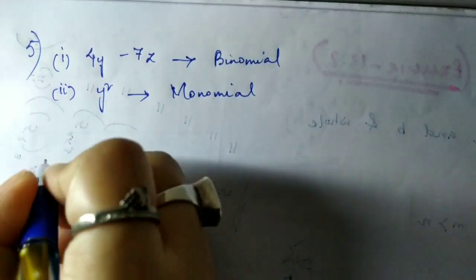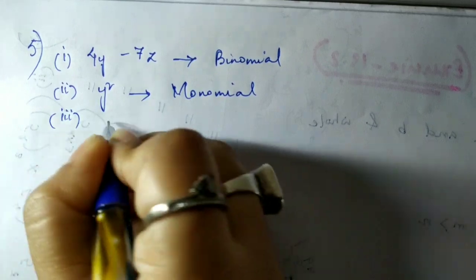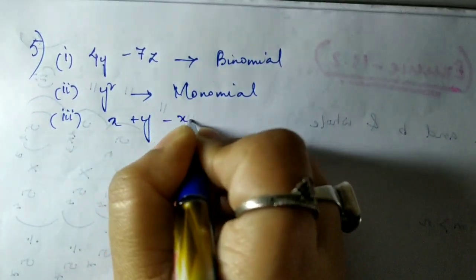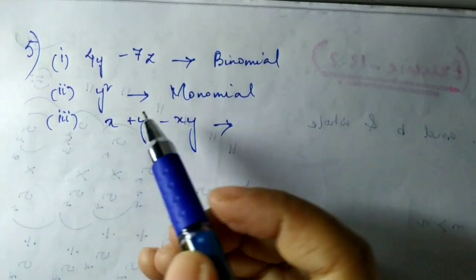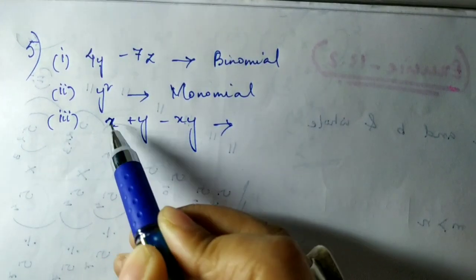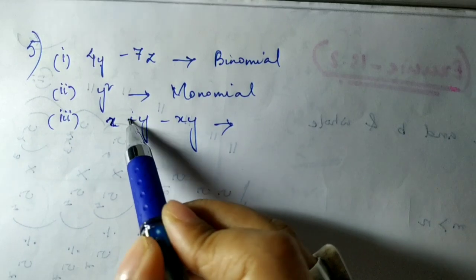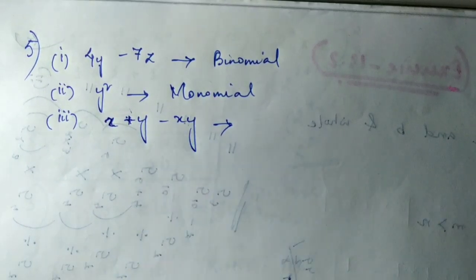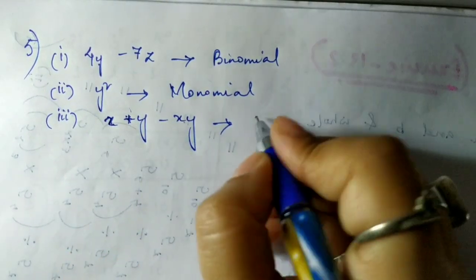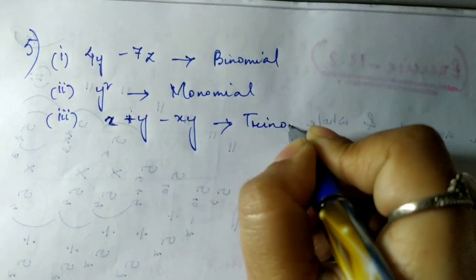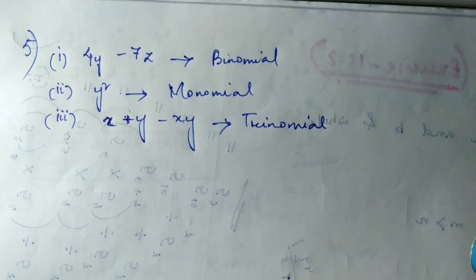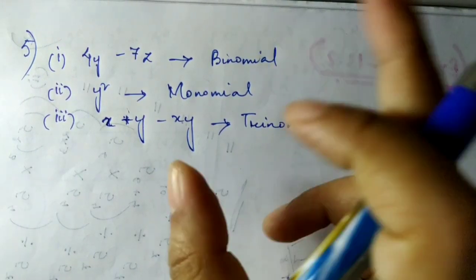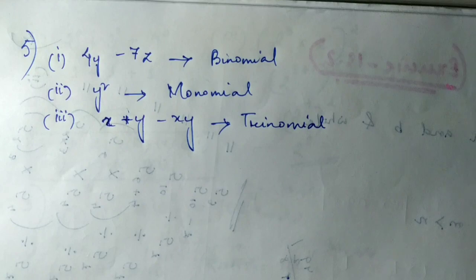Let's see number 3. It's given as x plus y minus xy. 1, 2, 3. 3 terms are here. I'd like to repeat again: terms means the algebraic expressions separated by the plus or minus sign. So you can see 1, 2 and 3. So it's a trinomial. Okay, so all of them are together known as polynomials. Binomial is also a polynomial, monomial is also a polynomial, trinomial is also a polynomial. You don't say that having 4 terms is a polynomial.